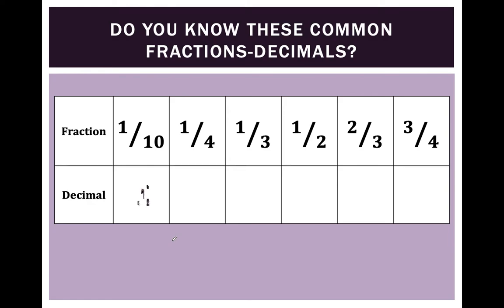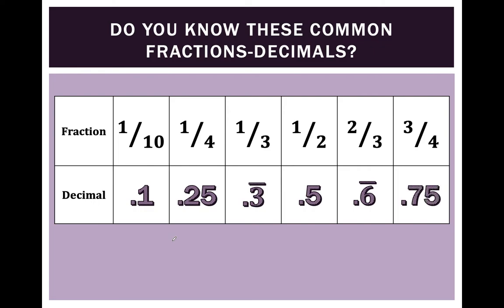So 1/10, that's 0.1. 1/4 or a quarter is 0.25. You can think of 25 cents, a quarter of a dollar. 1/3 is 0.3 repeating. 1/2 is 0.5. 2/3 is 0.6 repeating, and 3/4 is 0.75.